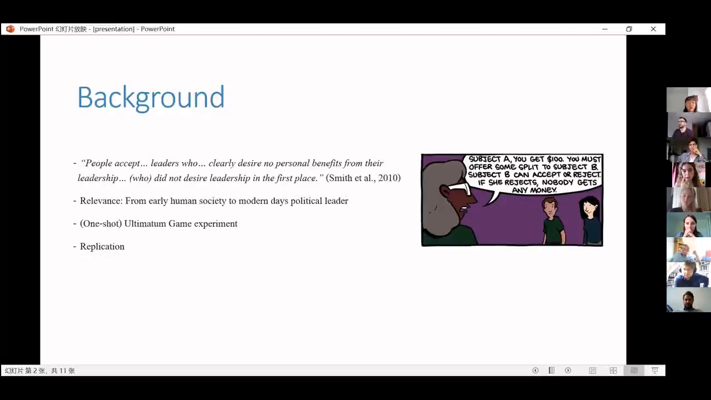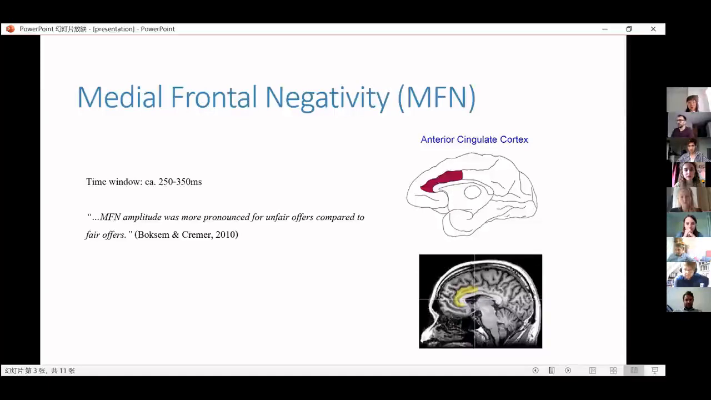In my project, I plan to replicate this study and furthermore look at the brain signals that can explain this phenomenon. This leads us to a very important brain index, that is the medial frontal negativity, or in abbreviation, MFN. MFN is a brain signal that is believed to be generated from the anterior cingulate cortex, as shown in the graph, which is also the medial frontal part of our brain. According to the previous literature, it often appears in the time window of around 250 to 350 milliseconds, and higher ACC activity reflects a negative evaluation of the current situation.